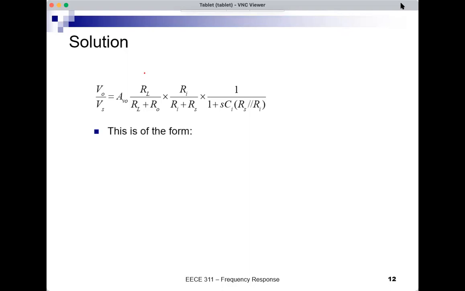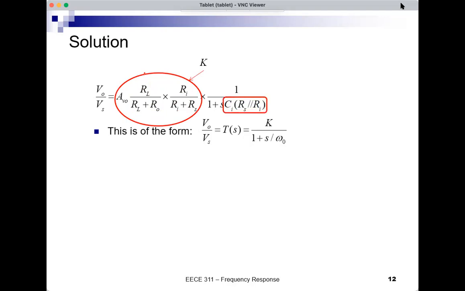This is of the form K over 1 plus s over omega 0. It looks more complicated than that, but it's really just that. K would be all of this. Avo is just a number. There's no s, there's no omega, j omega. This is just a real number. RL and Ro are real numbers. Ri and Rs are real numbers. So all of that, I can call it K, and K would be a real number.